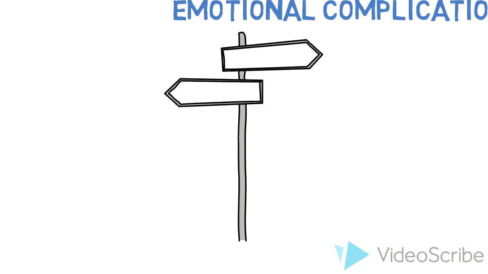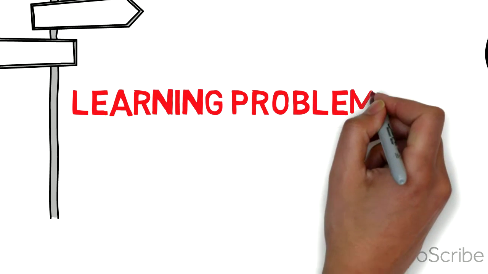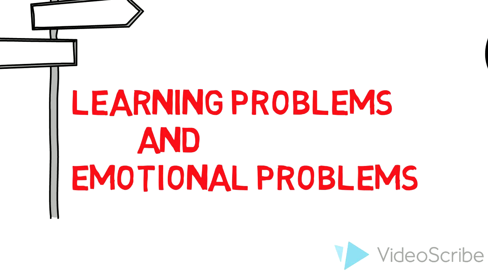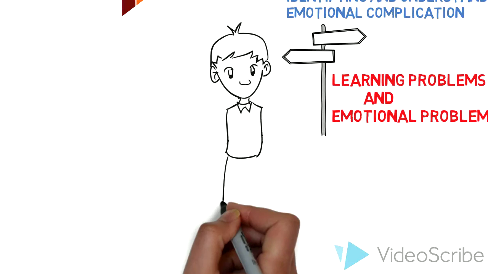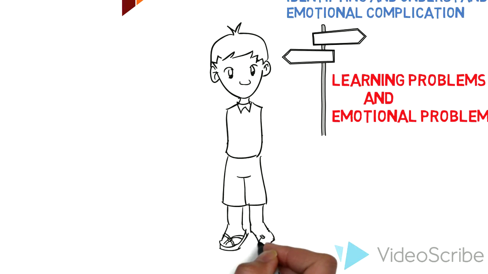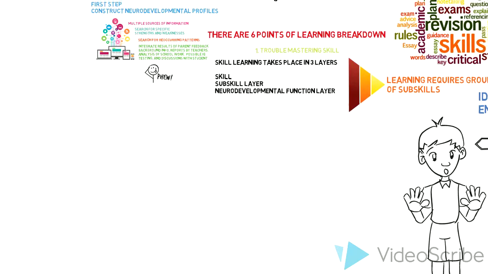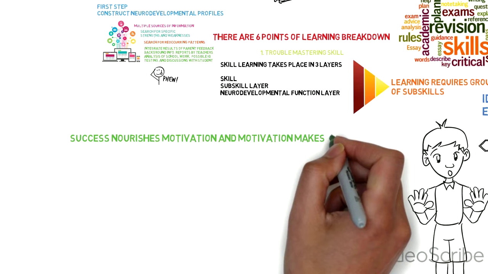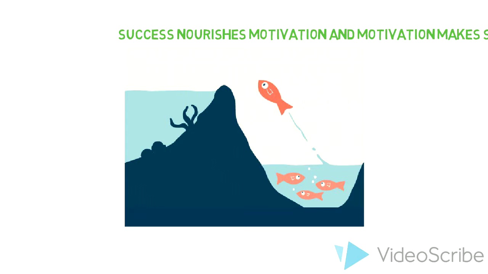Oftentimes, there is a two-way street when it comes to learning problems and emotional problems. For example, if a child is chronically anxious and withdrawn, they will likely not practice expressing themselves, which can get in the way of language development. Success nourishes motivation, and motivation makes success more likely. It's hard to get up and try something if you're pretty sure you will fail.